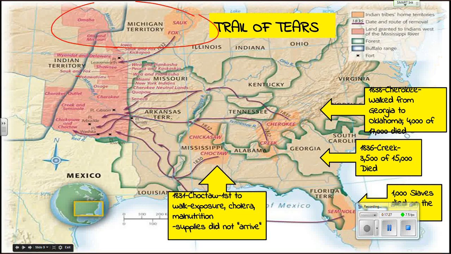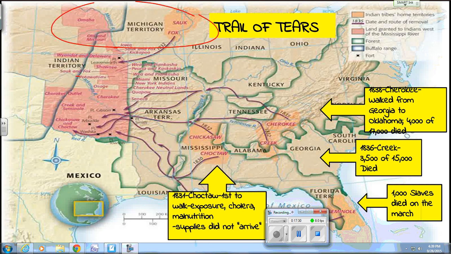And another just interesting fact that I discovered as I was studying this, 1,000 slaves also died in the Trail of Tears because they had slaves that were carrying all of the goods and stuff as they went with the soldiers. And so they died as well because of the conditions. It was said that there were just bodies riddled all the way along the trek.